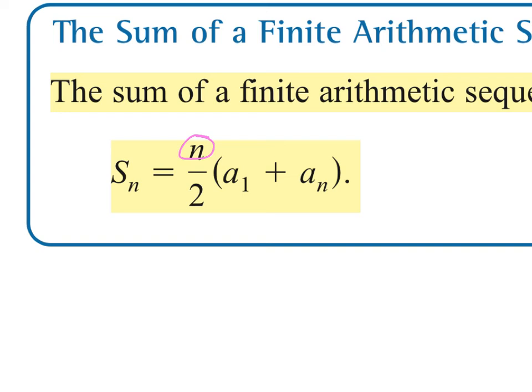What is n? What does n stand for? Term. The number of terms. a sub 1 is going to be our first term, and a sub n is going to be our last term. So we need to know how many terms we have, our first term and our last term. And we just plug it into this formula, and we can find the sum of all of them.